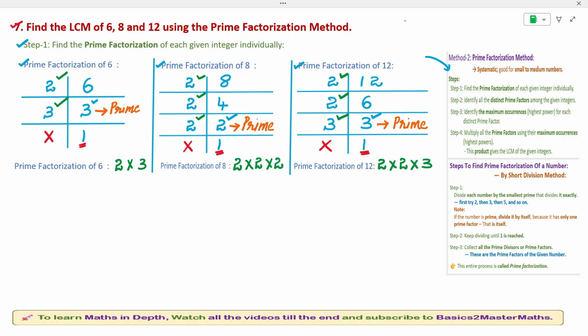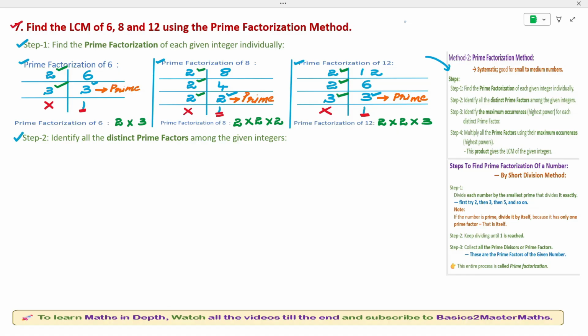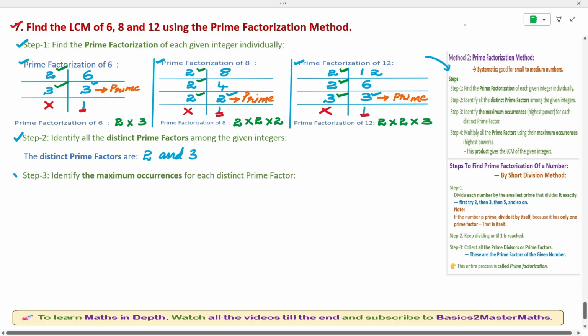Got it? Step 2. Identify all the distinct prime factors among the given integers. Observe, in this case, the distinct prime factors are 2 and 3. Step 3. Identify the maximum occurrences for each distinct prime factor.